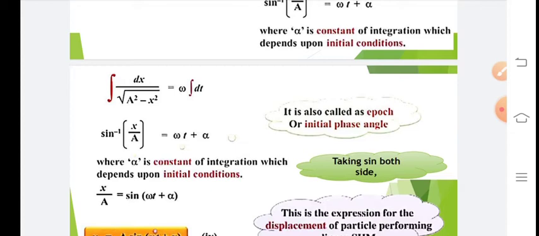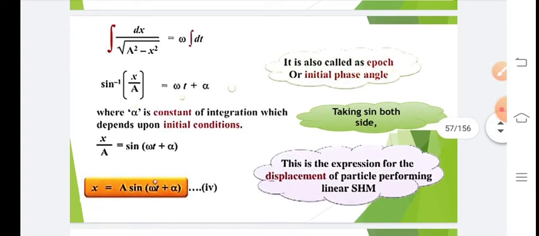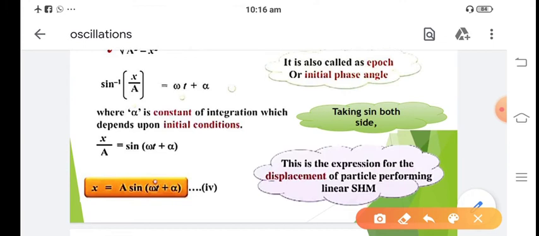It is also called epoch or initial phase angle. This alpha is the initial phase angle, where alpha is the constant of integration, which depends on initial conditions. So x upon a is equal to sine of omega t plus alpha. So the final equation is x is equal to a sine omega t plus alpha.